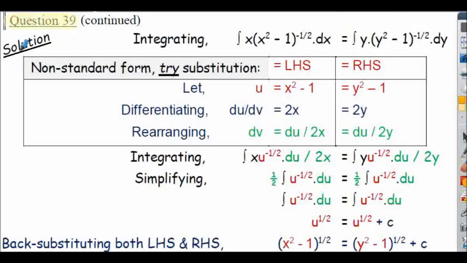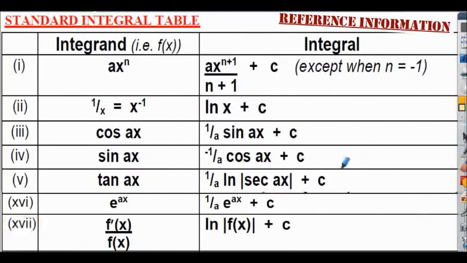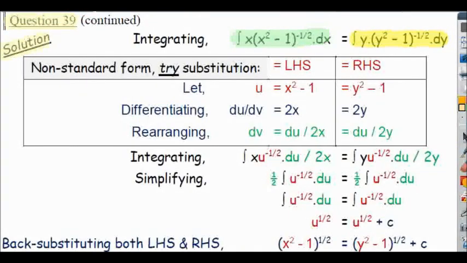Question 39, solution continued. Just repeated our integrals here for convenience. These are actually standard form. Referring back to our standard integral table, we could use this integral shown here. But in this particular case, I thought I would try substitution, just to be different really, show you a different method. We need to apply substitution to the left-hand side and the right-hand side.